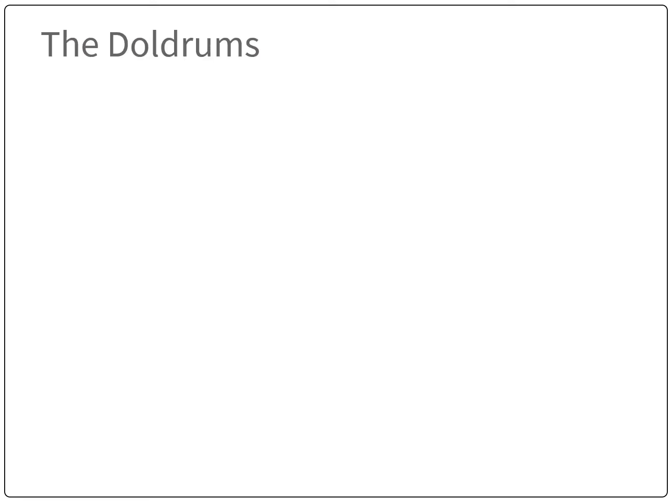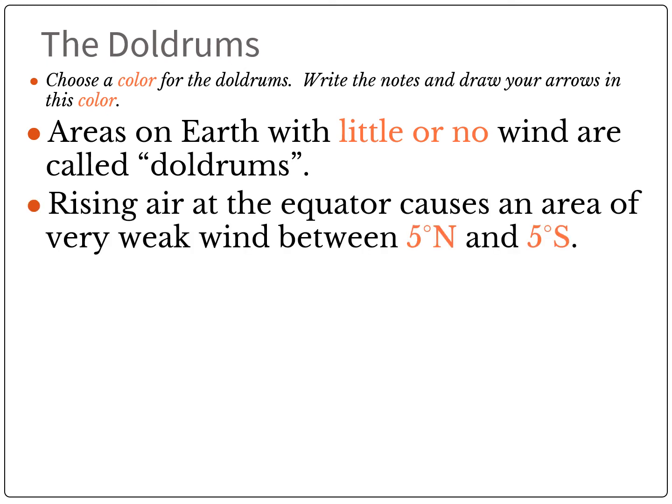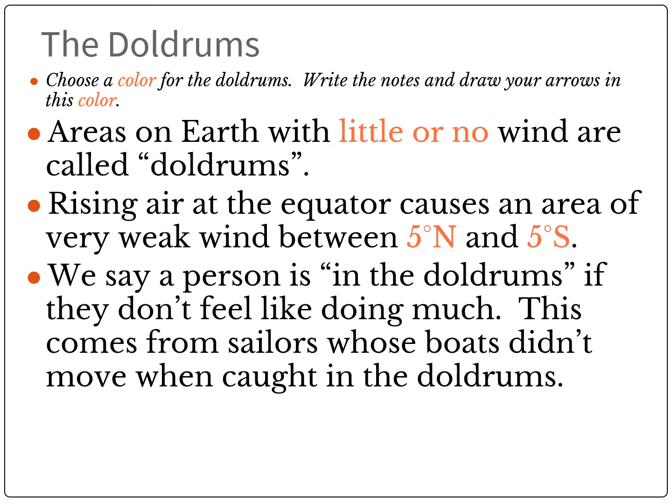The next one we're going to talk about is the doldrums. You can kind of think that they're really dull and boring. Okay, the doldrums are the areas on Earth with very little to no wind at all. The rising air at the equator causes that area a very weak wind. If you think about it, the equator is getting that even, consistent heat all day and all year because the sun directly hits it. So it doesn't have a lot of uneven heating.